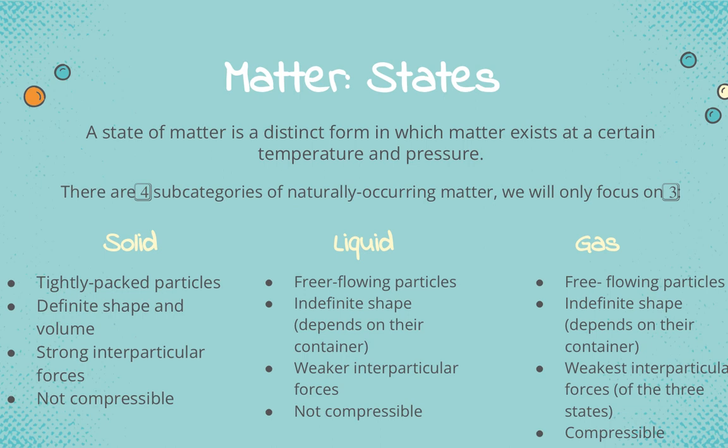So you've probably learned that there are 4 subcategories of naturally occurring matter. We're only going to focus on 3 in this class right now and for this screencast, which are solid, liquid, and gas. So solids are tightly packed particles. They have a definite shape and volume. In your mind, visualize what a solid looks like. So envision a piece of solid aluminum, like your aluminum soda can that you drink out of.